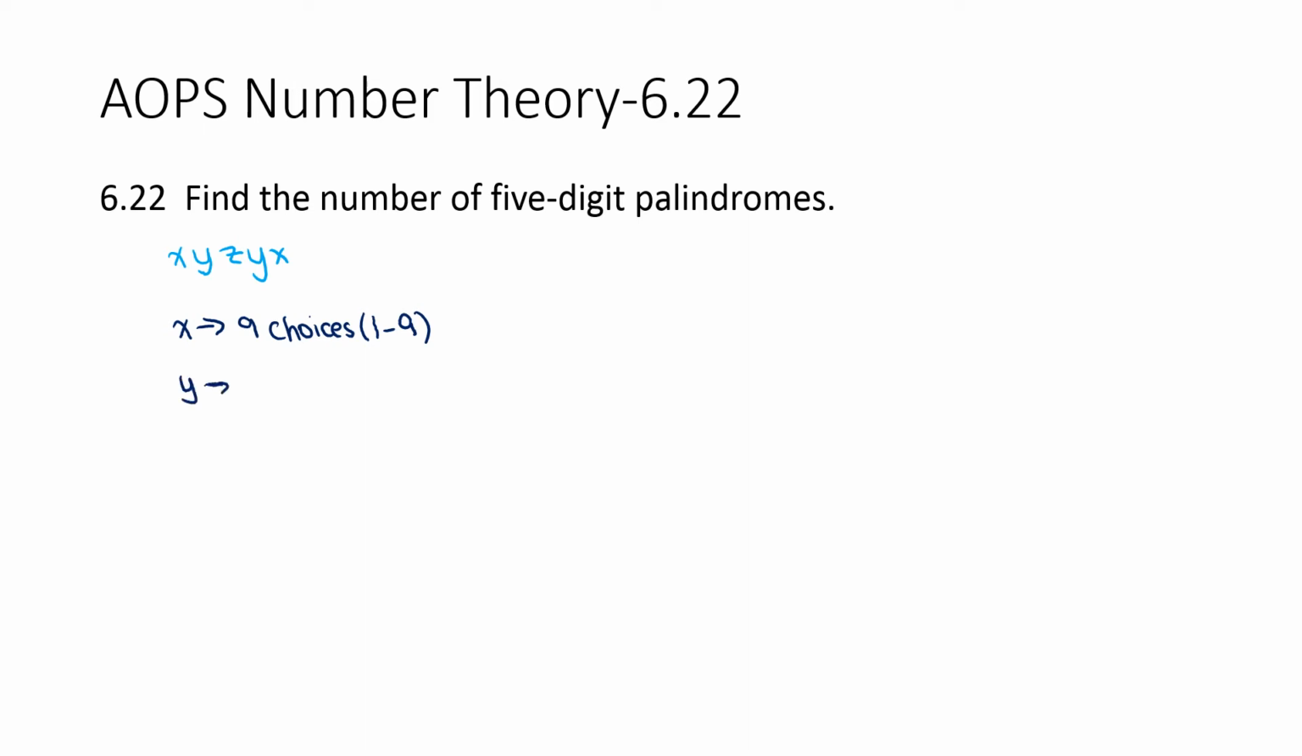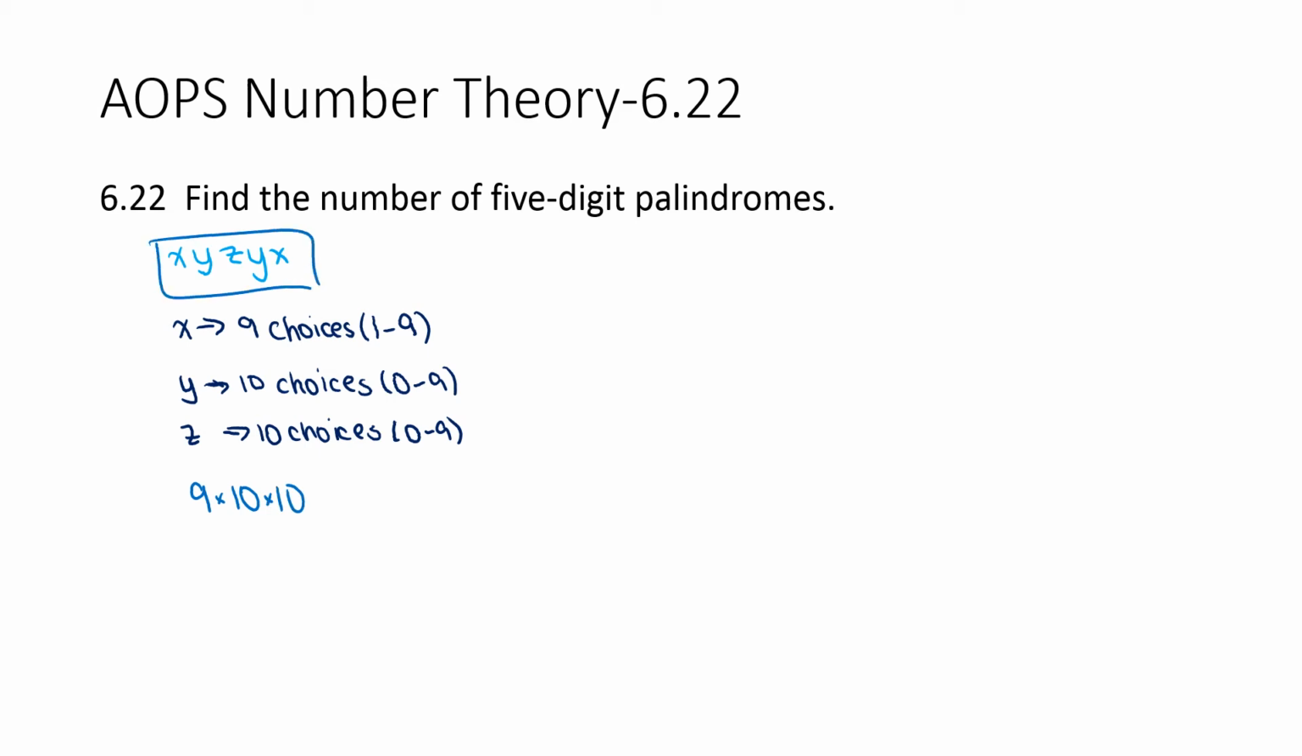And y has 10 choices because it can include a 0, so it's from 0 to 9. And z also has 10 choices because it can include 0, and it's from 0 to 9. So the number of choices in total is 9 times 10 times 10, because there's only x, y, and z. So you have 9 choices for x, 10 choices for y, and 10 choices for z. And that's equal to 900. So there are 900 different 5-digit palindromes.